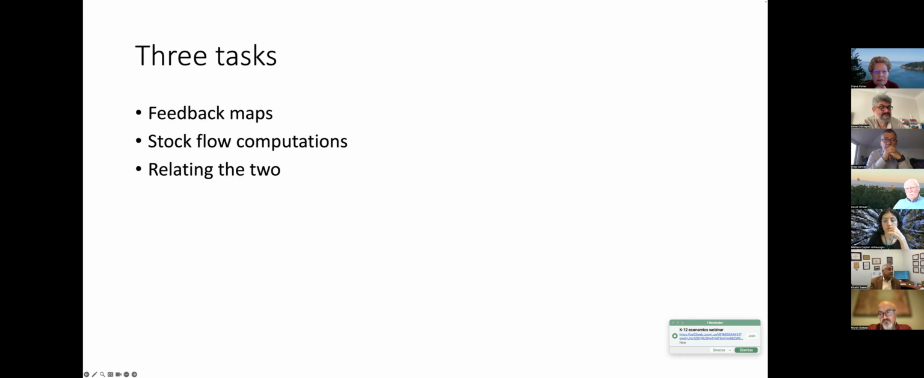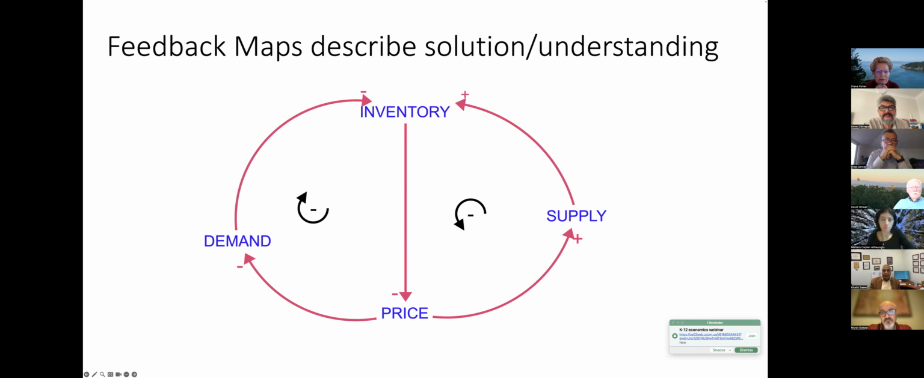And actually, I think there are 3 tasks. There are the feedback maps and the stock and flow computations, and relating the two. These are the advanced tasks. But I was quite fascinated that these 7-year-olds were enthusiastic and talking about cause and effects. We actually got to this diagram towards the end of the class.